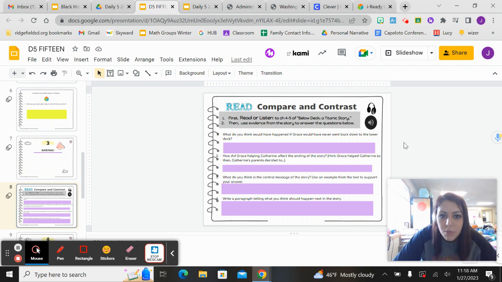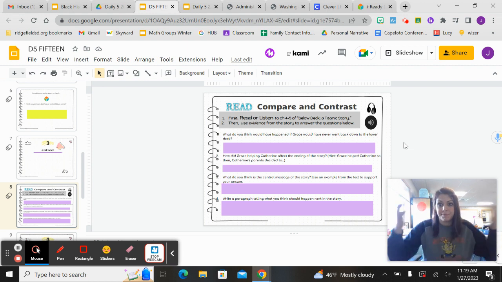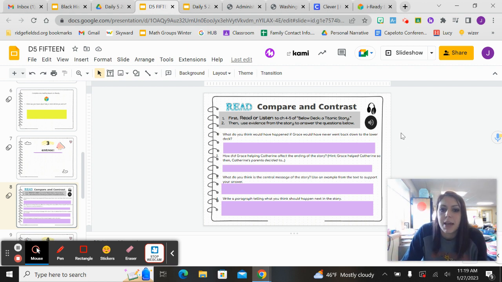So the first question says, what do you think would have happened if Grace would have never went back down to the lower deck? So you would say, if Grace never went back down to the lower deck, I think, and then you would say what would happen. Okay? So read the questions carefully, use those complete sentences, and don't forget text evidence.